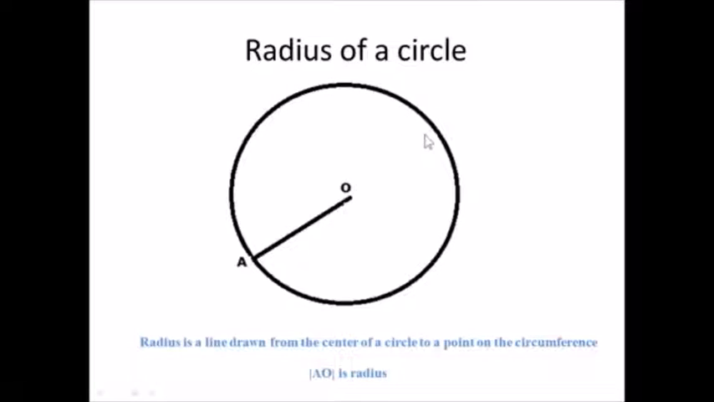Next is the radius of a circle. A radius is a line that is drawn from the center of a circle to a point on the circumference. As you can see, line AO here is a radius of the circle. A line drawn from the center to a point on the circumference is called a radius.